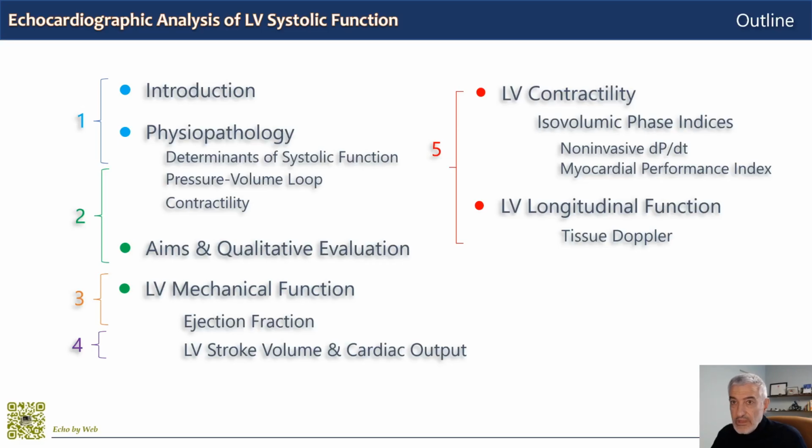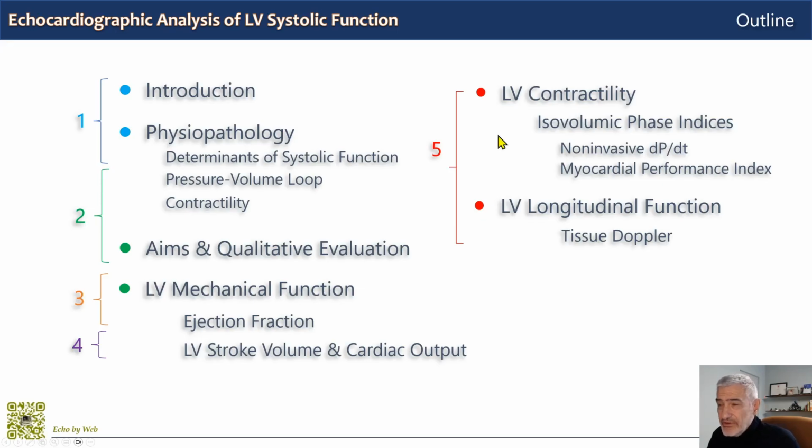And this is the outline of this talk on left ventricular systolic function. We begin with an introduction and definitions. Then we move on to physiopathology and define the determinants of systolic function. We analyze the pressure volume loop as constructed invasively, and we see how invasively we define left ventricular contractility. Then we move on to the aims and the qualitative evaluation of left ventricular systolic function, and then the mechanical function of the left ventricle through ejection fraction, and how to perform stroke volume assessment and cardiac output.